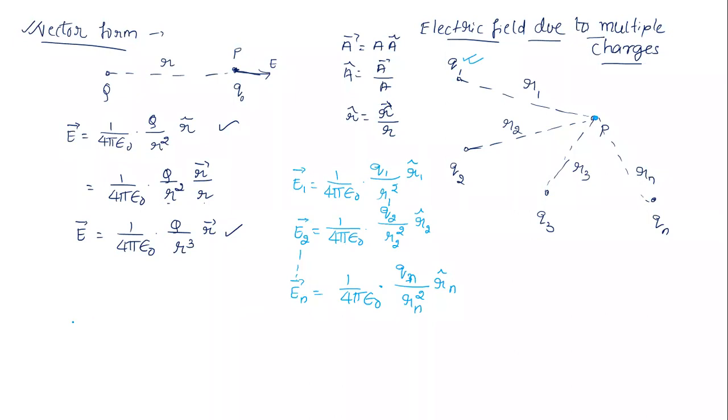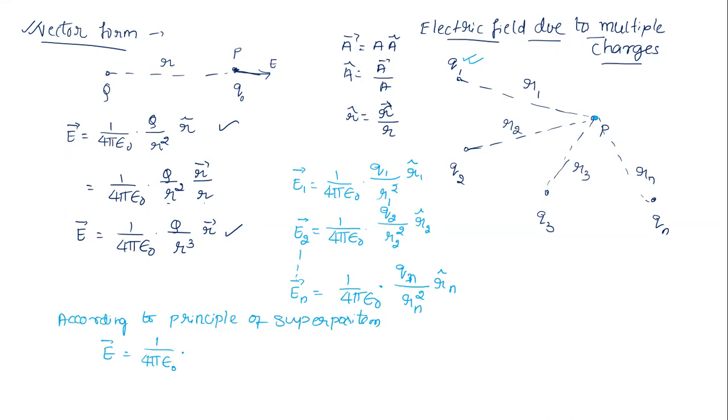Now we're going to add them according to the principle of superposition. According to the principle of superposition, the total electric field is given by E equal to. Now look at these equations, which is common, students? Here 1 by 4 pi epsilon naught is common, so we take it outside.